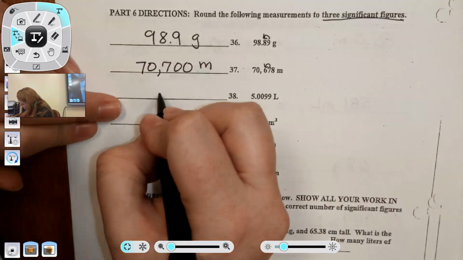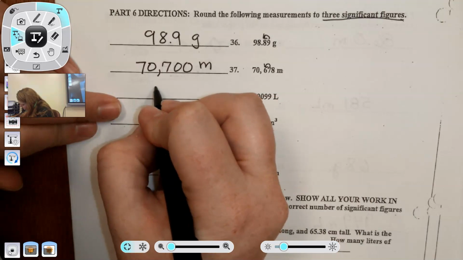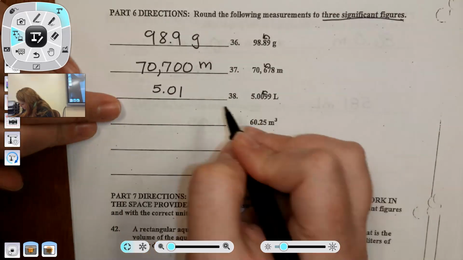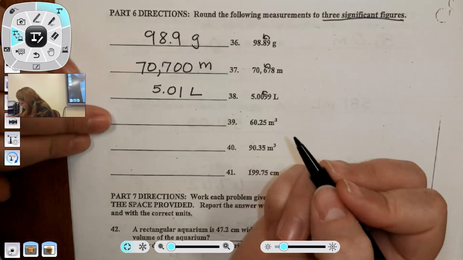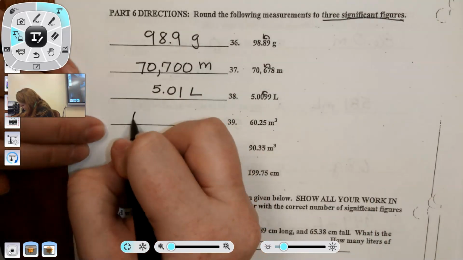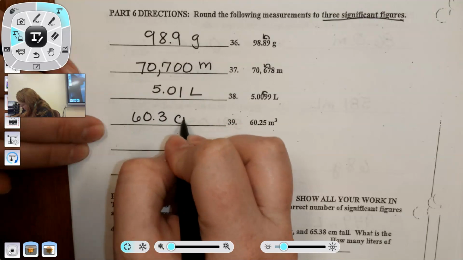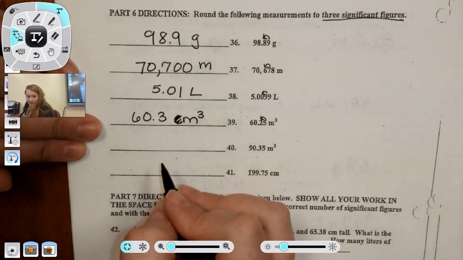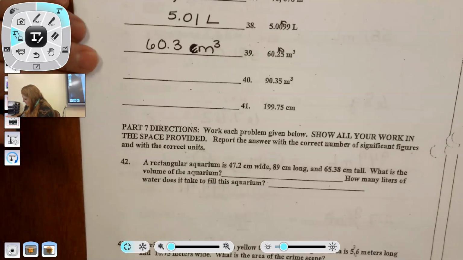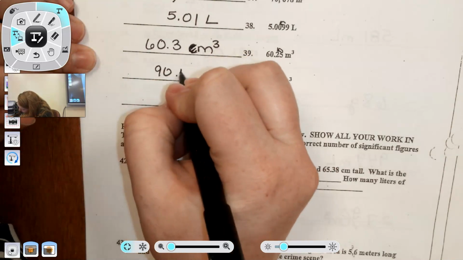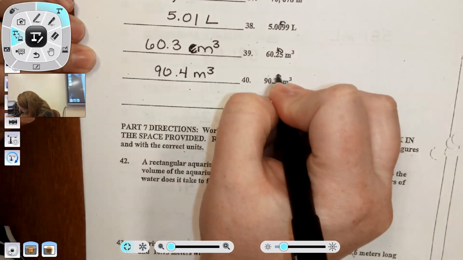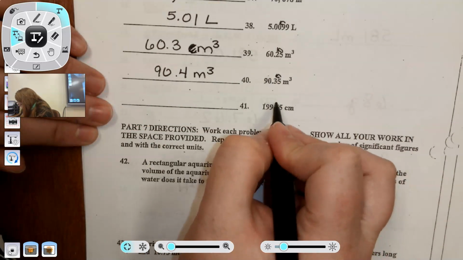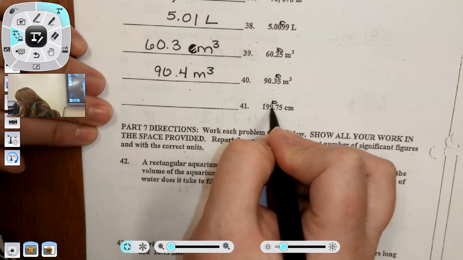This is going to be 5.01. That 9 rounds that up to a 1. Liters. This is going to be 60.3 meters cubed. That 5 makes that 2 round up. Then we're going to have 90.4 meters cubed. That 5 makes the 3 round up. And now this 7 makes the 9 round up.